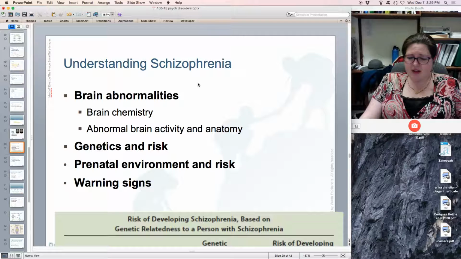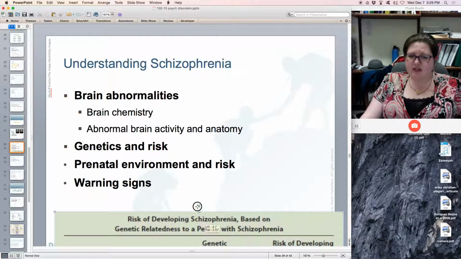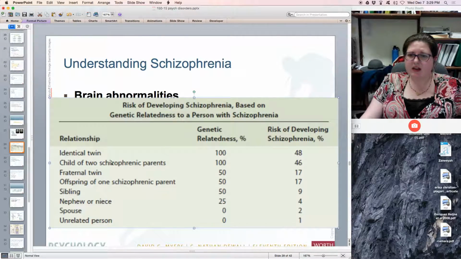Genetics and risk. There are a lot of different things that affect your risk. It's very much connected, though, to the genes. So here, in this table, you can see if you have an identical twin, someone who shares all of your genes, and that person has schizophrenia, so you're 100% genetically related to that person, you have almost a 1 in 2 chance that you'll have schizophrenia. On the other hand, if you just have a normal sibling that you share about half of your genes with, you have about a 9% chance of developing schizophrenia, or a 1 in 10 chance.